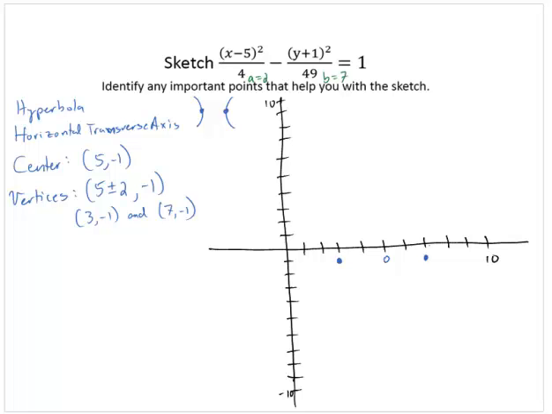Now, what we'd like to do from here is to use the b value to help us build what's called the fundamental rectangle. So from the center, let's move up or down 7 units. So we have this assisting point here at, what is that? That's at (5, 6). And we have another assisting point at (5, -8). And we'll use those points to build what's called the fundamental rectangle.